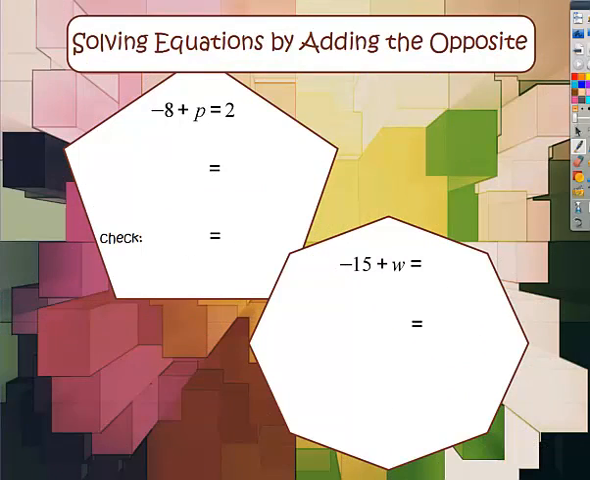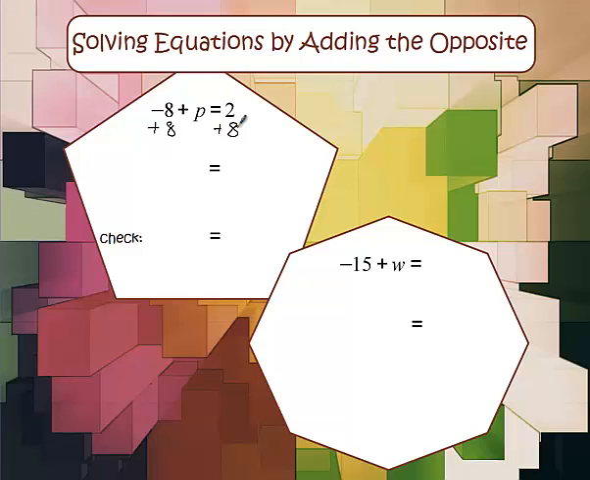We also have a method that we call adding the opposite when we solve equations. Now this will always work, and once you start working with more and more of these, you'll see exactly what I mean by this will always work. Let's take a look at this first example where it says negative 8 plus p equals 2. What we mean by add the opposite is you look at that number and add whatever has the opposite sign. In this case it says negative 8, so I want to add a positive 8. In other words, I'm going plus 8 to both sides.